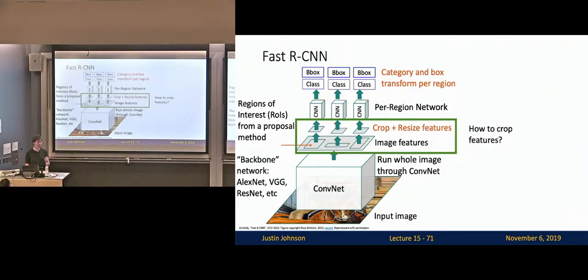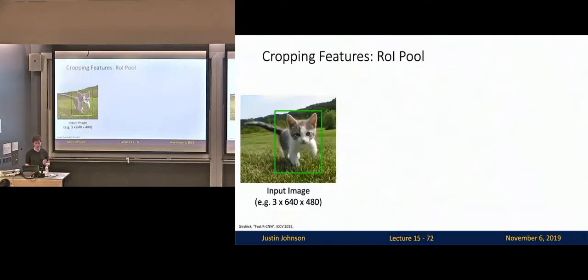Okay, but then there's a question of what it means exactly to crop these features. Because in order to backpropagate, we need to actually backpropagate into the weights of the backbone network as well. So we need to crop these features in a way that is differentiable. And that ends up being a little bit tricky.